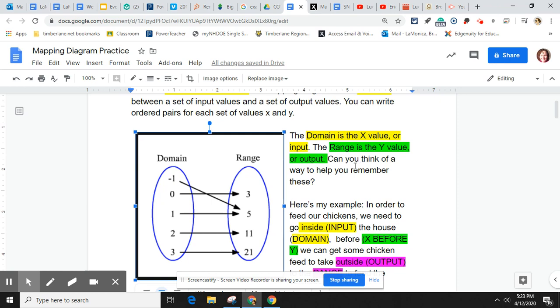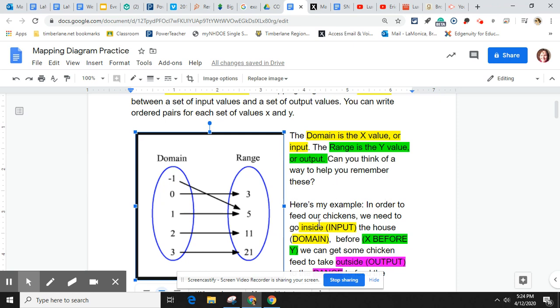Can you think of a way that you can remember these two things? It took me a really long time. In fact, I didn't learn the difference between domain and range until I started teaching it. I know they're really weird terms. So here's my example of how I learned to differentiate the two.